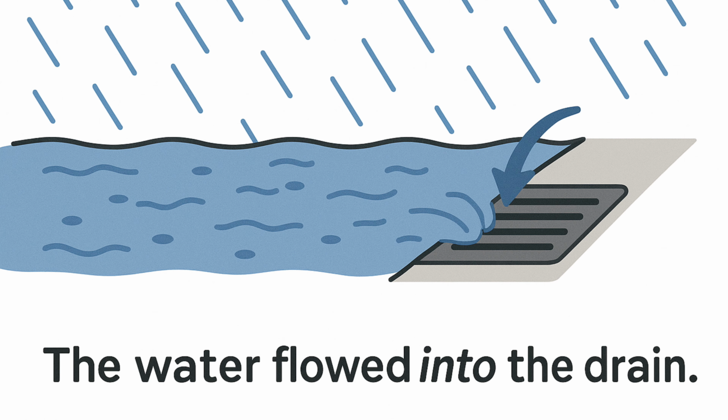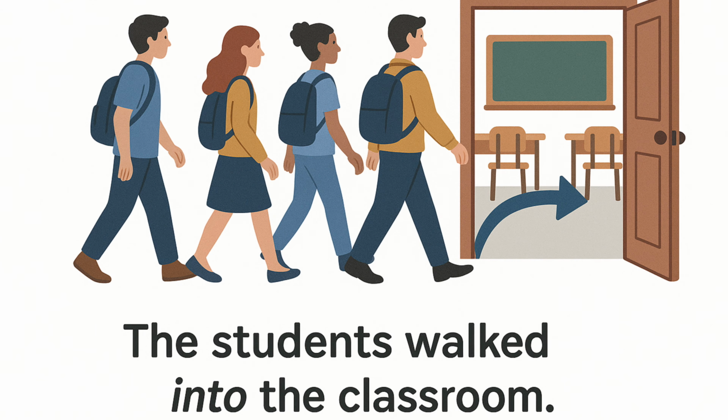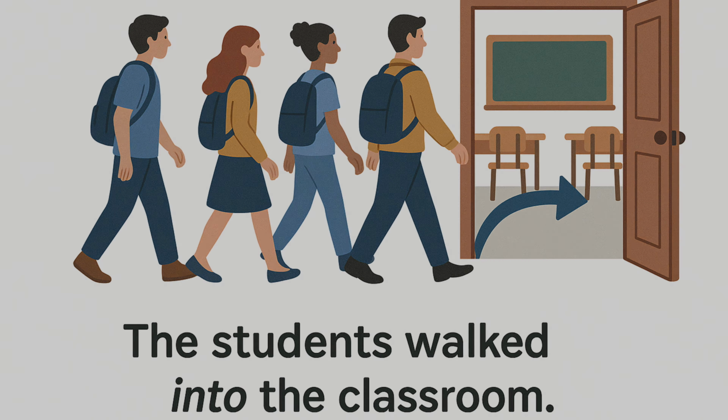Let's shift to a natural movement example. The water flowed into the drain. Here, into shows both direction and final position. Now, let's look at a school-related example. The students walked into the classroom. Again, the movement from outside to inside is very clear.